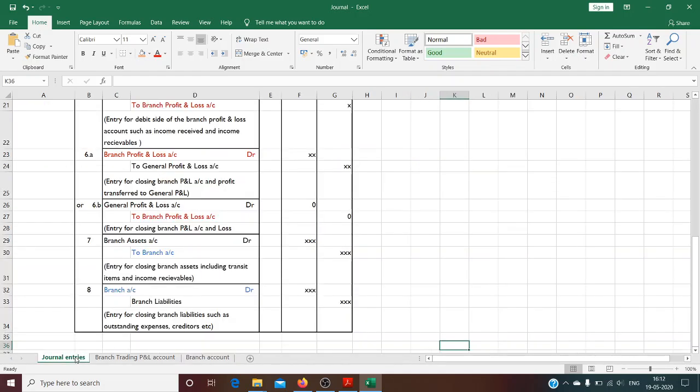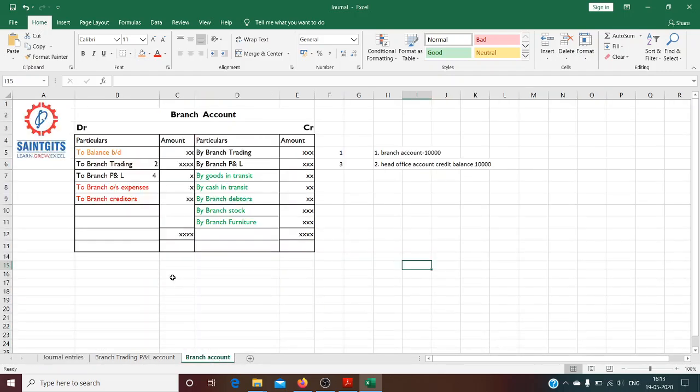And the last entry for incorporating the closing branch liabilities will be branch account debtor to branch liabilities. In this case also, we have to consider each liability. We have to specify each liability in the branch creditors. Now, finally, after entering all the details, the branch account doesn't show any balancing figure.